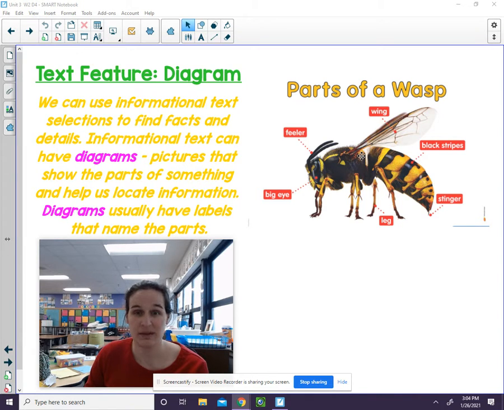As we read these labels, think about something that you've learned from the labels. This one's feeler. Oh, look at that. We have big eye, points to here. We have leg. All of these must be legs. Stinger, down here. And black stripes here on the wasp. So go ahead, think about what's something you just learned from this diagram of a wasp. Go ahead and share what you're thinking.